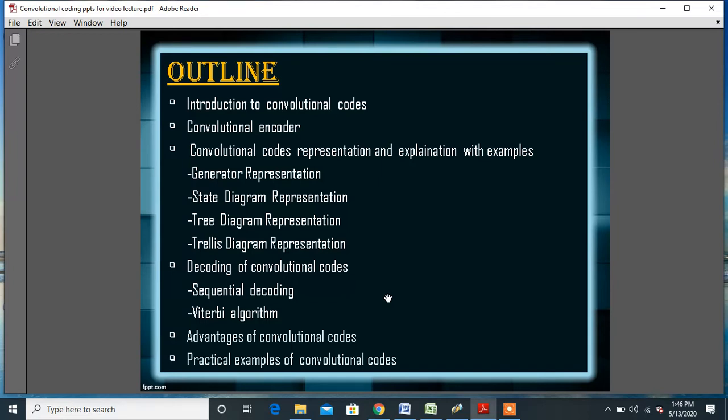Convolutional encoder, convolution codes, and how they are represented. They are represented by using generator representation, state diagram, tree diagram and trellis diagram. If we are having an encoder, then there must be a decoder. So decoding of convolution codes is also to be understood and studied properly. Decoding includes sequential decoding and Viterbi algorithm decoding. Next, advantages of convolution codes and practical examples of convolution codes.